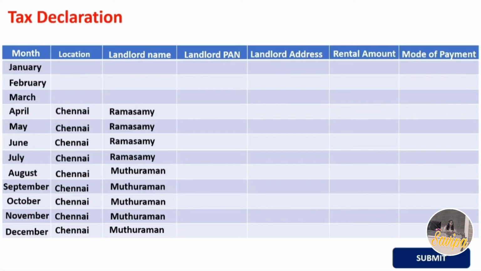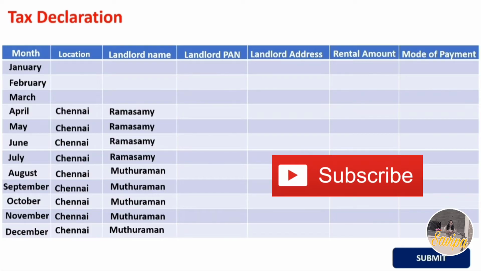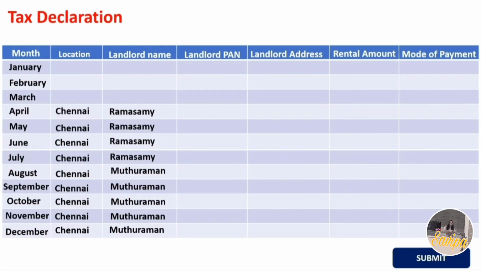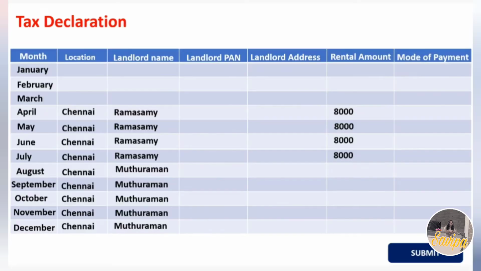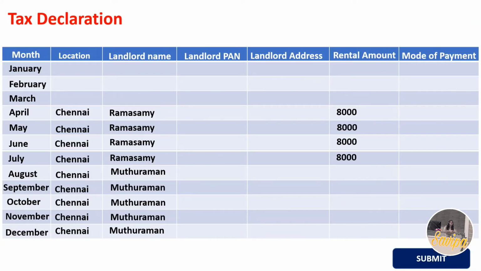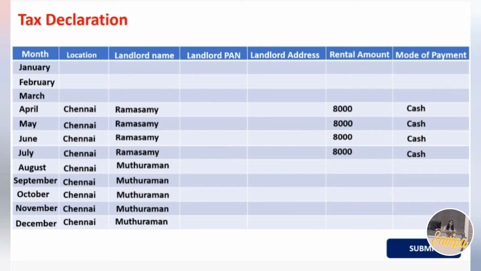Here, suppose from April to July I stayed in one location, in Chennai only, in some other place, and my landlord for that is Ramaswamy. And from August to December I stayed in another place where my landlord is changed. His name is Muthuraman. From April to July I paid 8,000 only, as I stayed in a very small room, let us assume, and its rent amount is 8,000, and I paid the landlord through cash.